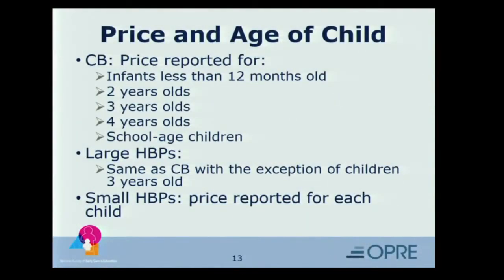So in terms of the ages for which data are available, in the center-based data, we have prices reported for infants less than 12 months, 2-year-olds, 3-year-olds, 4-year-olds, and school-age children. There are a couple of ages missing there. Large home-based providers, those who were asked the same questions about maximum prices without subsidies, they were asked again for infants and 2-year-olds, not for 3-year-olds, but then 4-year-olds and school-age children. As I mentioned, small home-based providers reported the price for each child that they served.